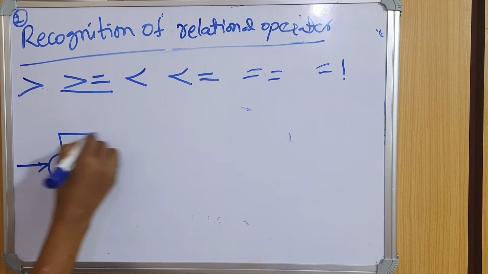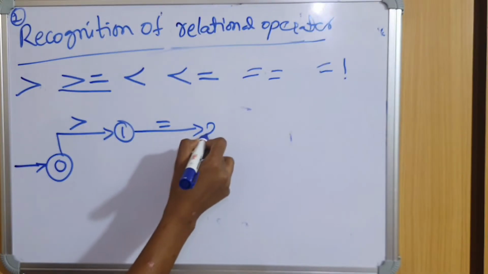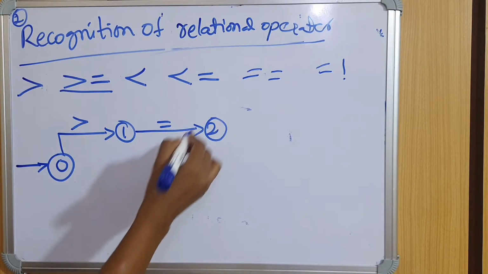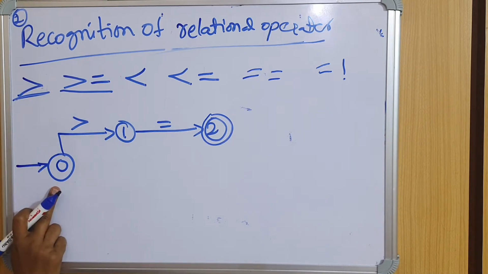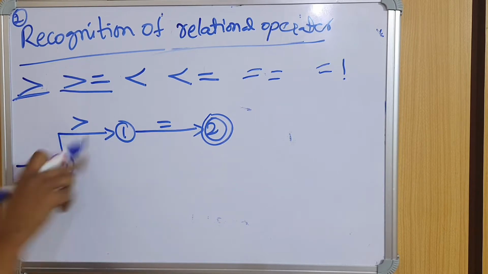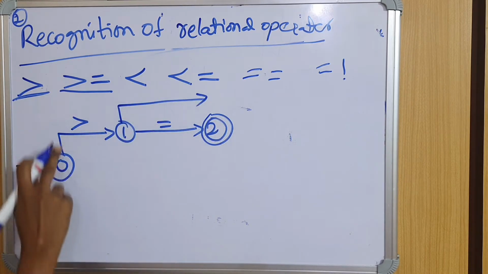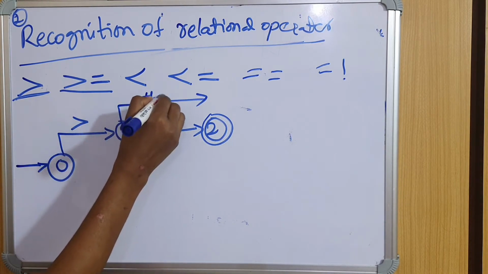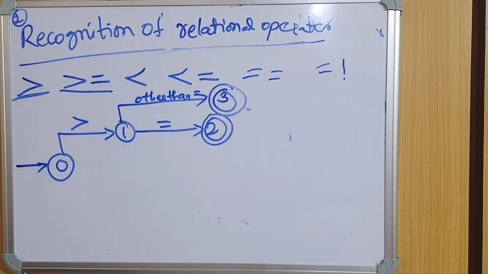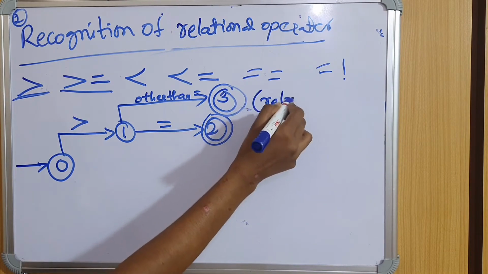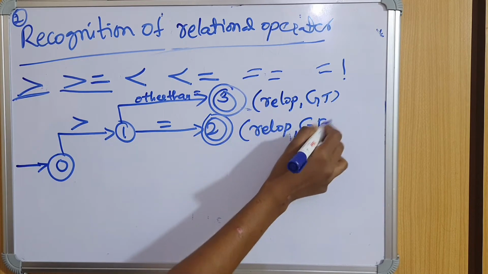So first it will move to state 1 on greater than. Next, on equal to, it will move to the second state. So this is the final. And the next one: if it is greater than and other than equal, it will go to the third state, that is the final state. What can you write here? Relational operator greater than, and here relational operator greater than or equals to.